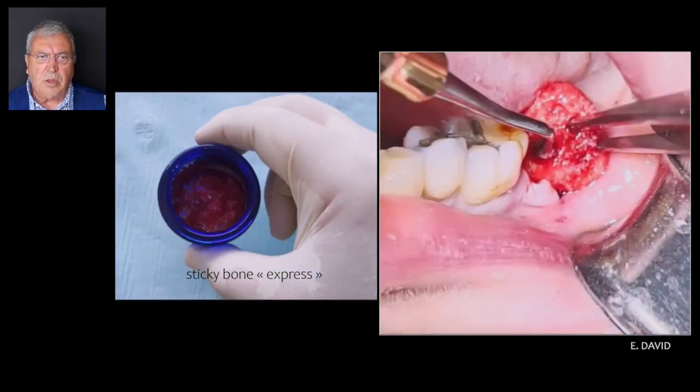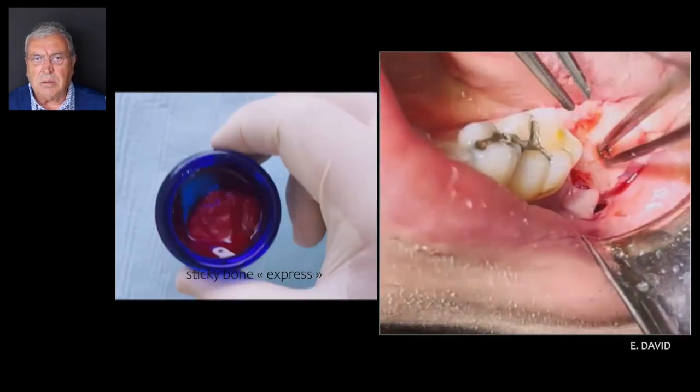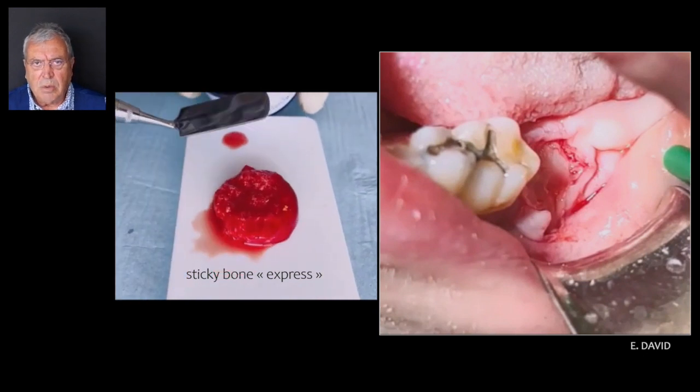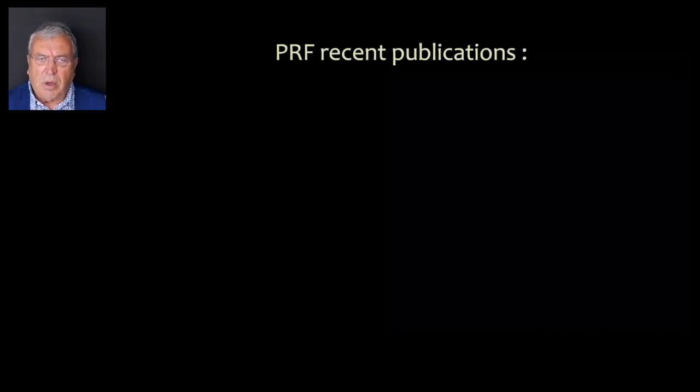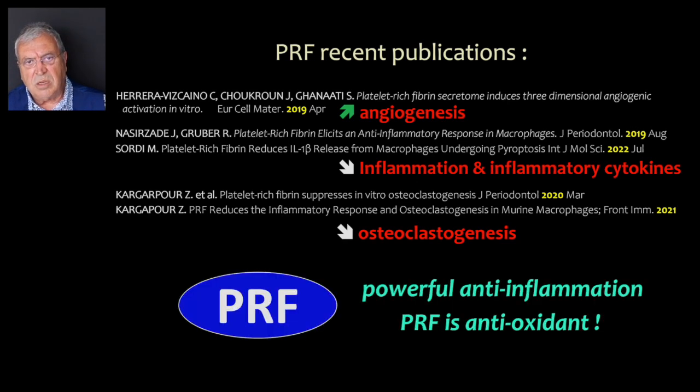We use today the palm swing in order to make a sticky bone express, and then we can place it into the site. What are the recent publications? They show that PRF improves angiogenesis and reduces inflammation. And then the conclusion, our conclusion nowadays: PRF is a powerful anti-inflammatory, and it's an antioxidant.